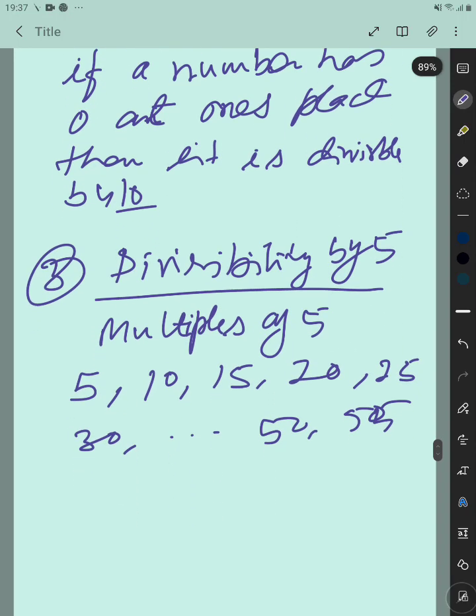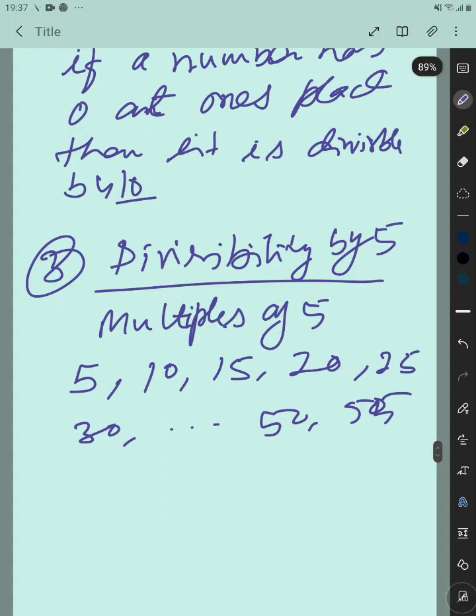So do you see any pattern in this? Yes, we see the pattern, okay. If at one's place there is a 0 or 5, then this number is divisible by 5, okay. So we can conclude that if a number is having either 0 or 5 at one's place, then that is divisible by 5. So this is the rule of divisibility of 5.